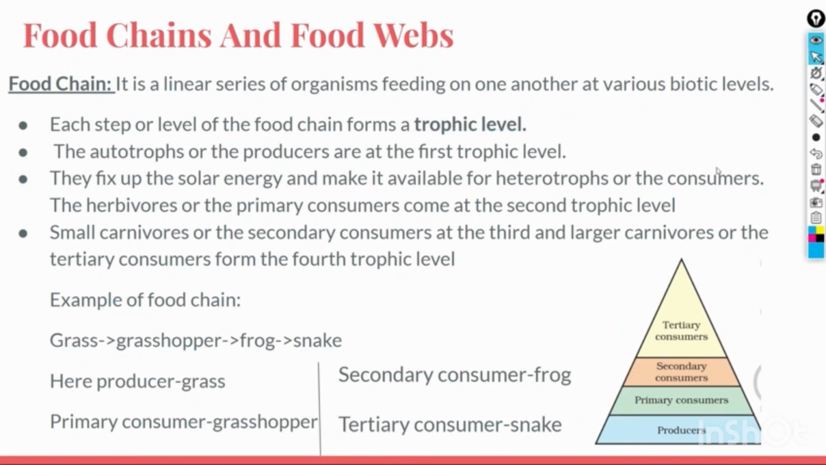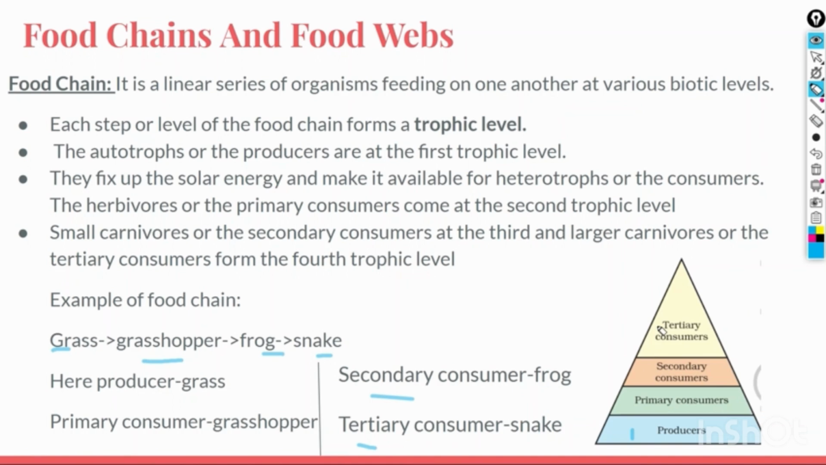So now we know what trophic levels are. We have seen this example of a food chain as well, where grass is the producer, grasshopper is the primary consumer, frog is the secondary consumer, and snake is the tertiary consumer. Okay, so this diagram depicts the trophic levels. This is the first trophic level, then the second trophic level, the third and the fourth. Generally and mostly the last trophic level represents the tertiary or the largest carnivores.